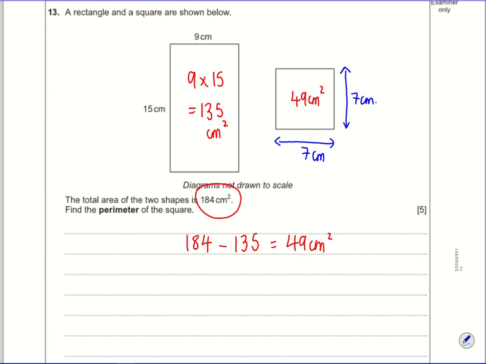But you're still not done yet, because the question asks us to find the perimeter of the square. So perimeter is when you go around the outside adding up all your edges. So we've got 7 add 7, add 7, add 7, or 4 times 7, but adding is more appropriate for perimeter, which is 28 centimetres for 5 marks. Okay, so that's quite a nice question.